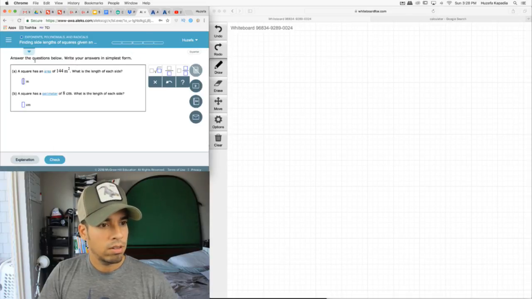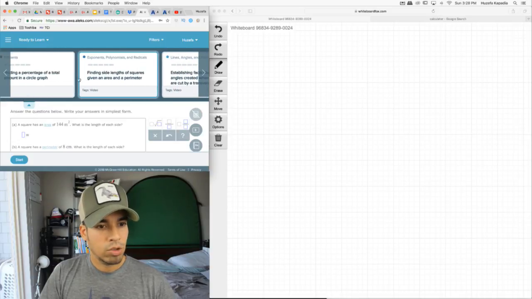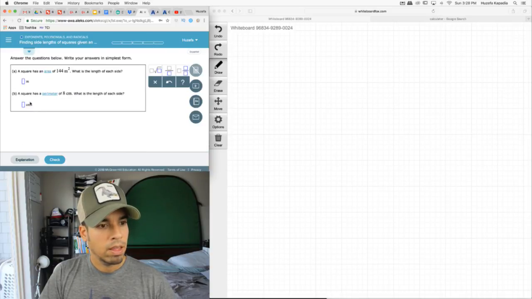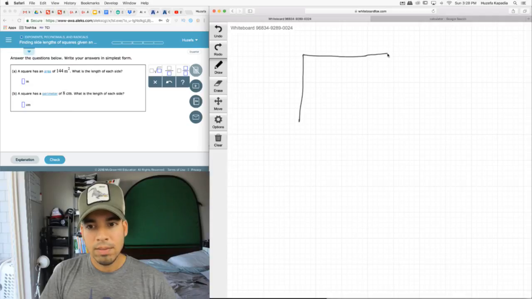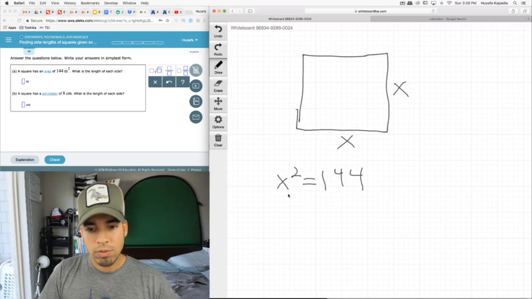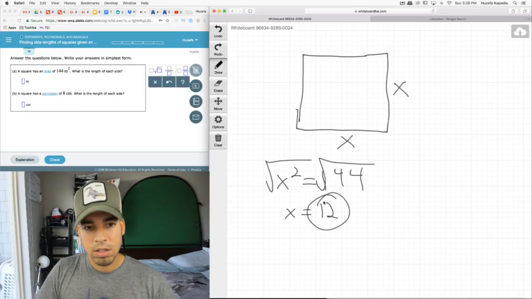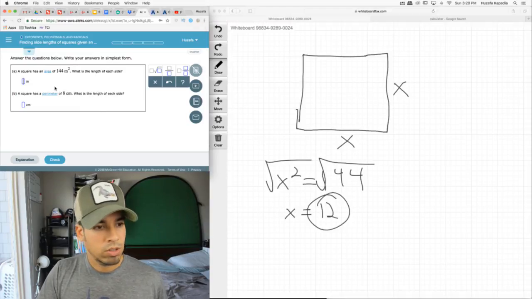Okay, next. Finding side lengths of squares given an area and a perimeter. A square has an area of 144 meters squared. What is the length of each side? Well, again, we can think about a square as having all equal sides, x by x. So x times x, or x squared in this case, equals 144. To solve for this, I'm going to take the square root of both sides, undoing that square. And we get our final answer. Square root of 144 is 12.